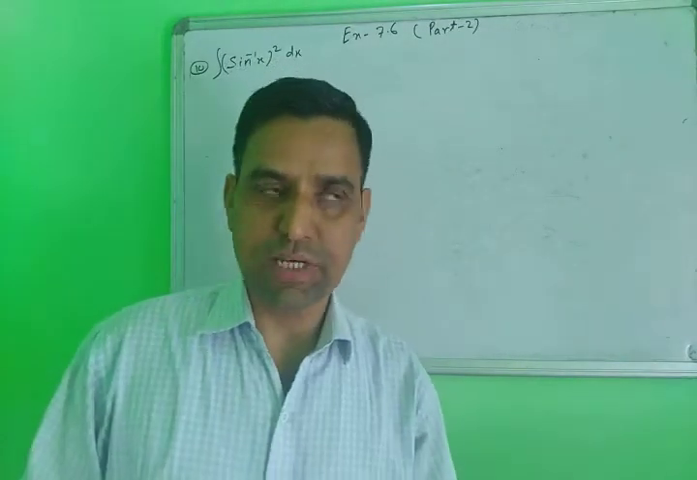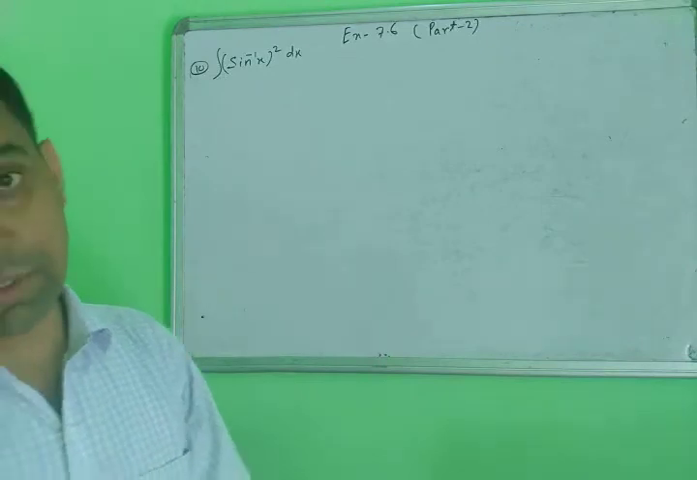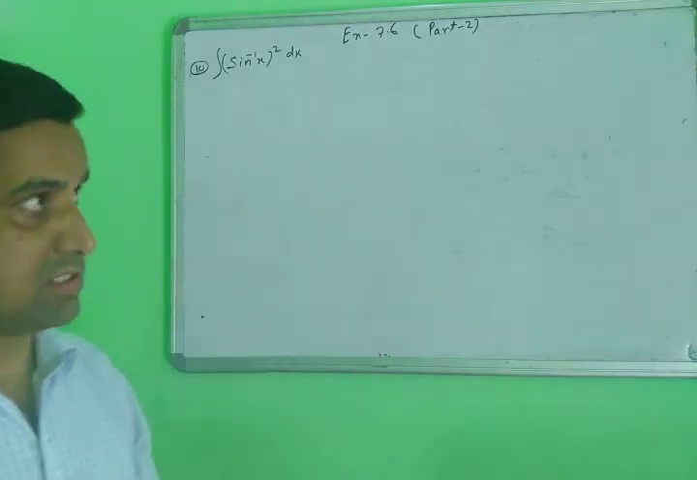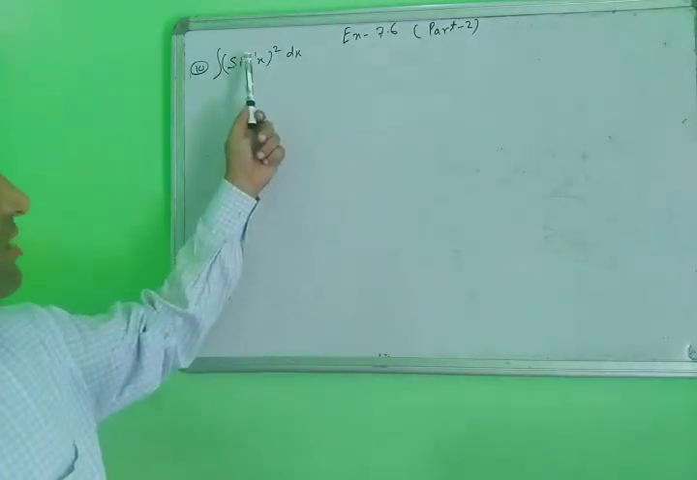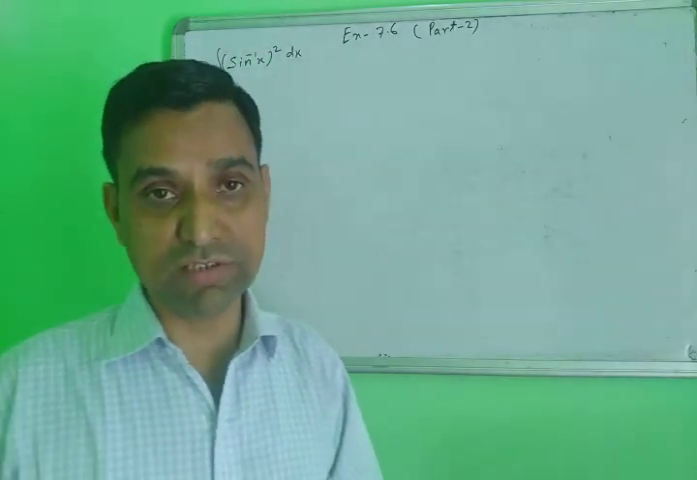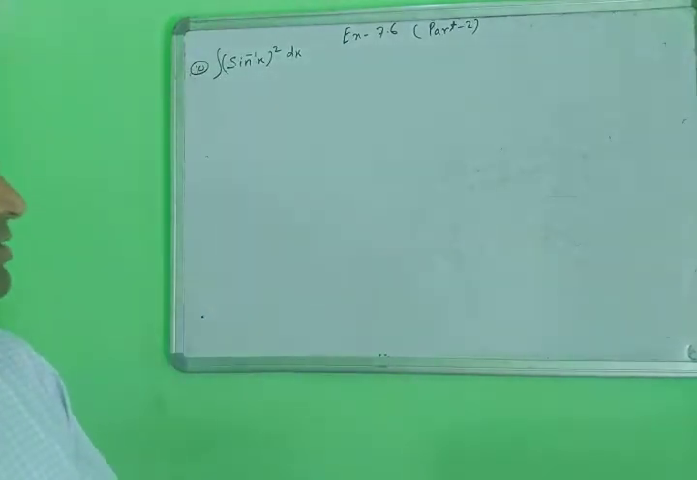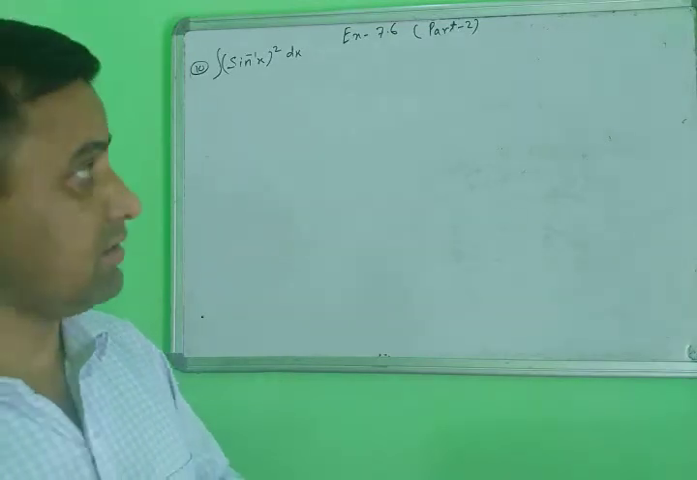Yes class, next question, I am taking question number 10. This is a different type of question but an important question, very, very important. This question is (sin inverse x) the whole square. Only one function, but in square form. How to solve this type of question? Only one function. How to use by parts here?